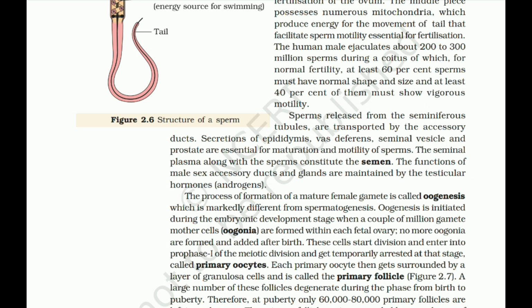The process of formation of mature female gametes is called oogenesis, which is markedly different from spermatogenesis. Oogenesis is initiated during the embryonic development stage when a couple of million gamete mother cells, oogonia, are formed within each fetal ovary. No more oogonia are formed and added after birth.